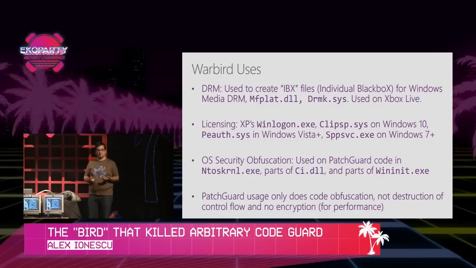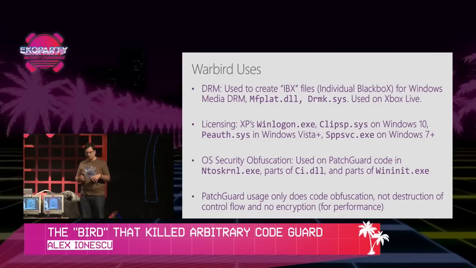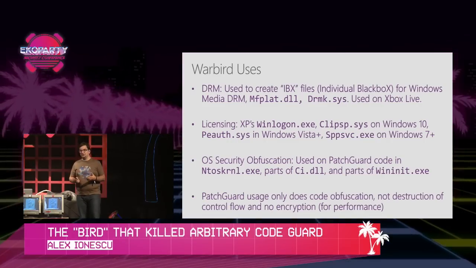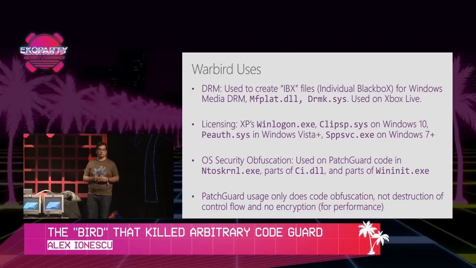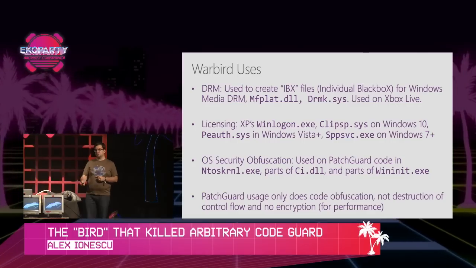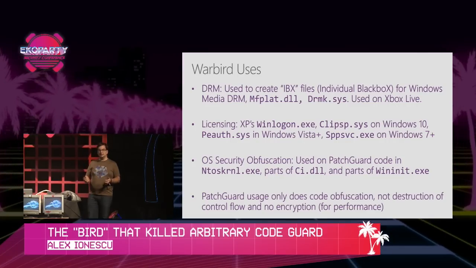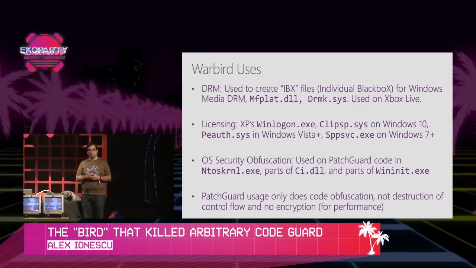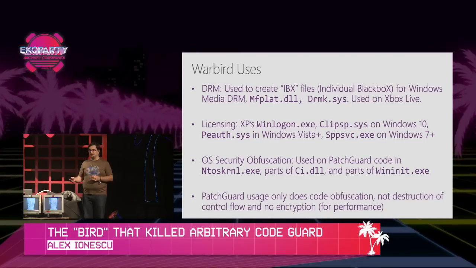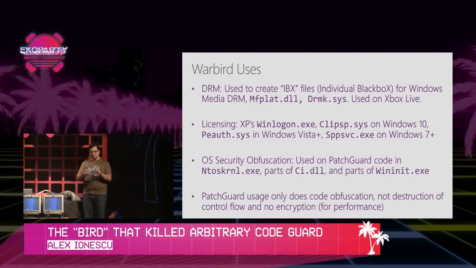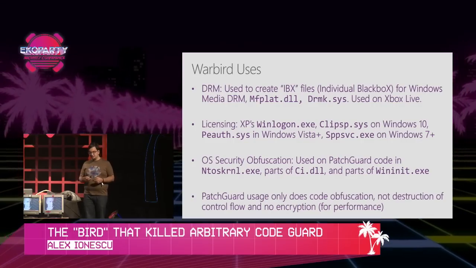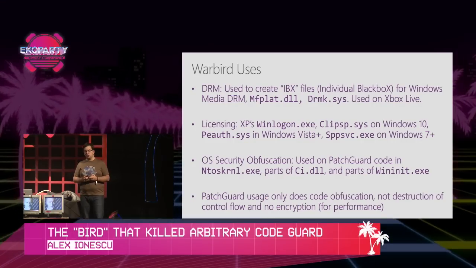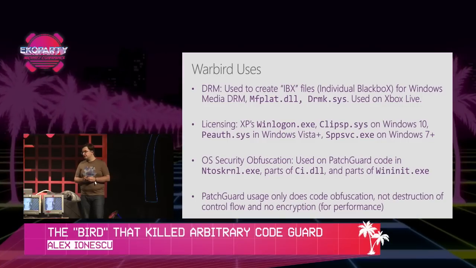at different levels. For example, the kernel obviously is very performance sensitive, and PatchGuard, which does all these complicated checks, is even more performance sensitive. So if you look at PatchGuard, it's not encrypted in any way, but the code is merely obfuscated. While if you look at, say, PEAuth.sys, they're using full function encryption. So different binaries listed here have different warbird schemes enabled.